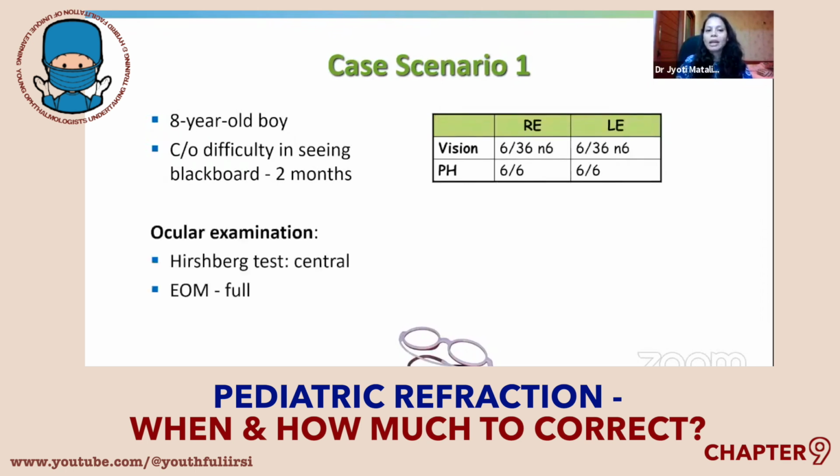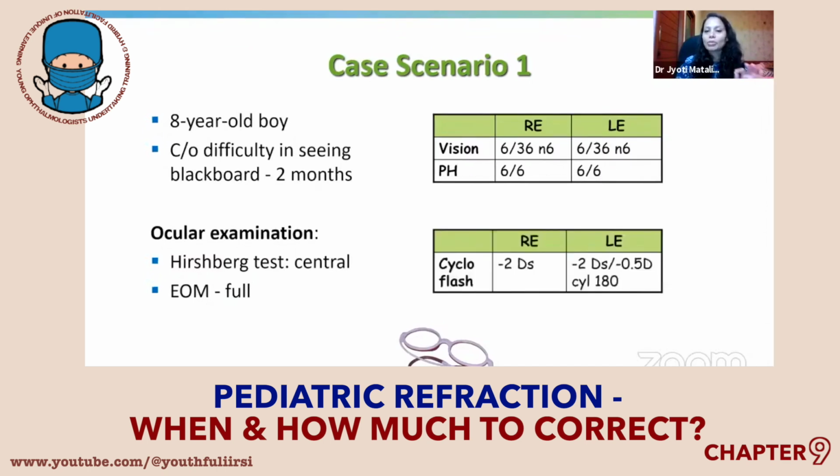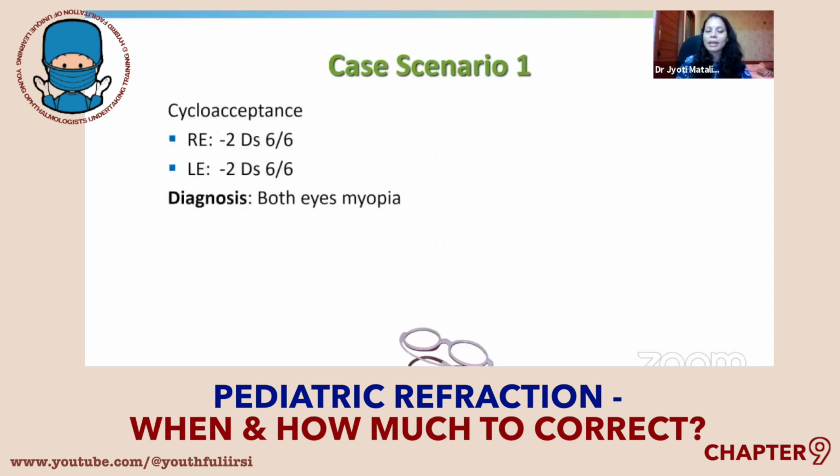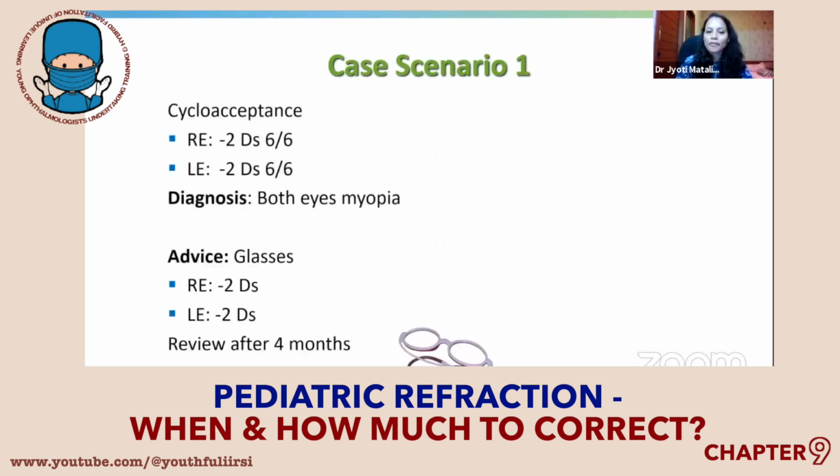Pinhole is good enough. Always remember that when you're checking children, do always a Hirschberg's test and do a cover test to see if there's squint or not, which is very mandatory. Yes, there is no squint here. The patient has a refraction of -2 in both eyes. So very simple, you check the cyclo-acceptance. He needs it. Both eyes are myopic and you give glasses. And you review after 4 months initially to check if the patient is seeing well, and change glasses. Thereafter, a yearly checkup is also okay.